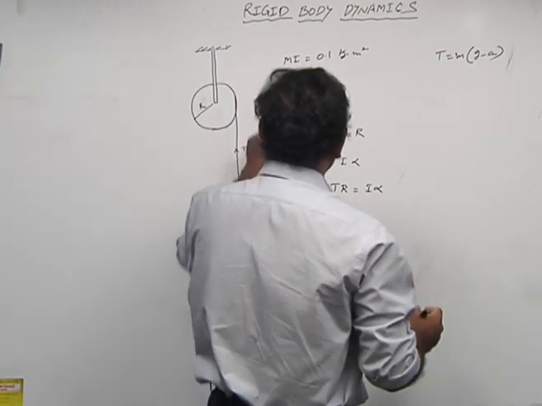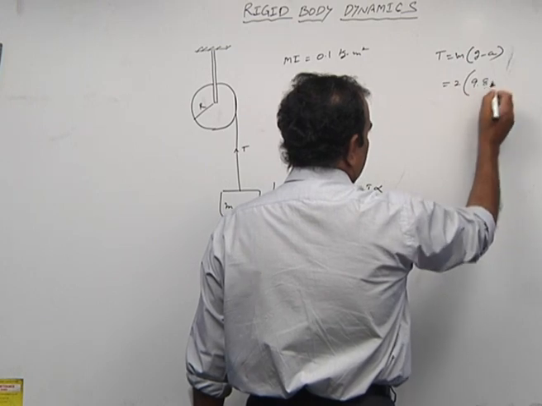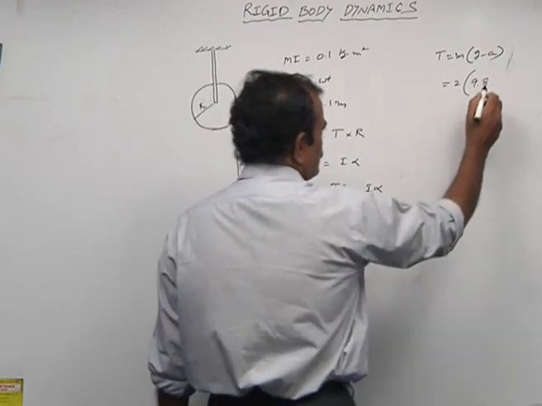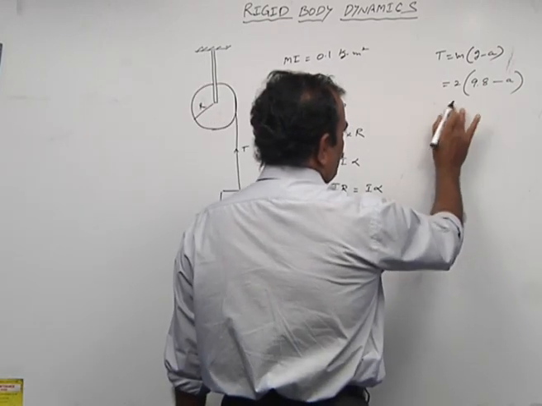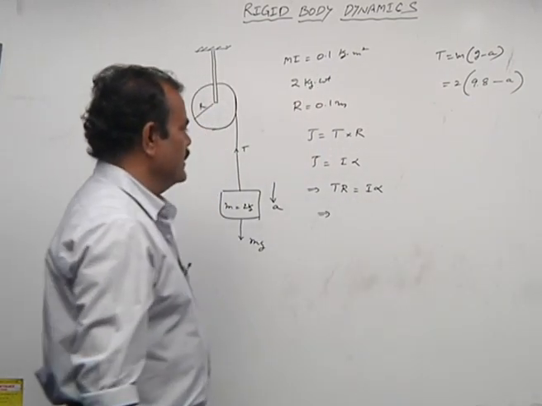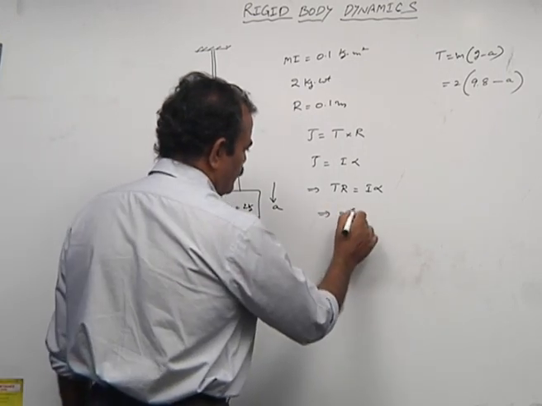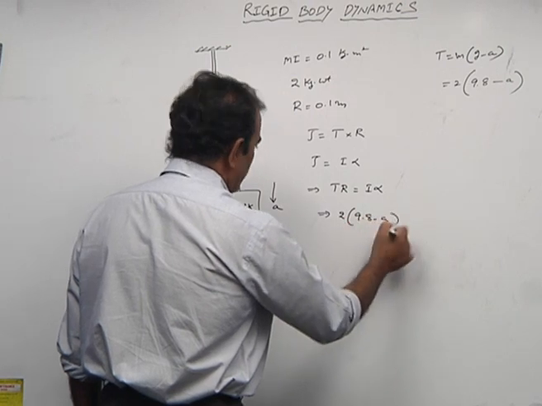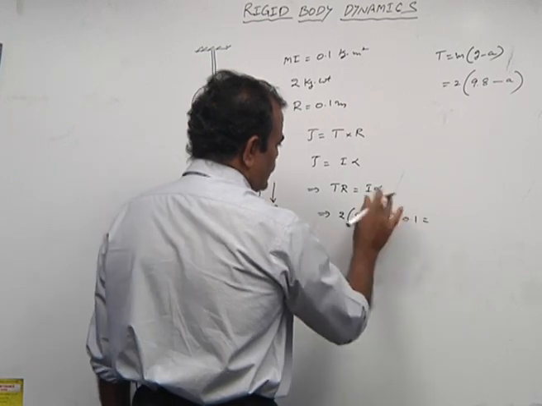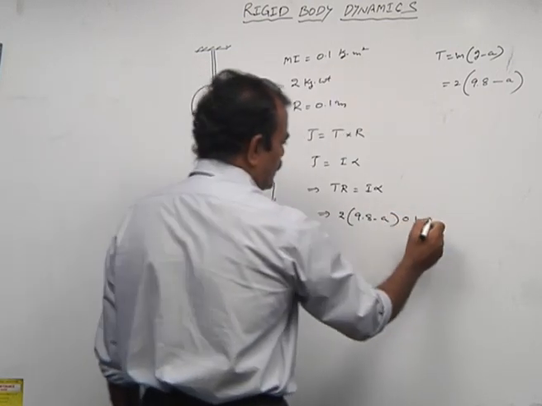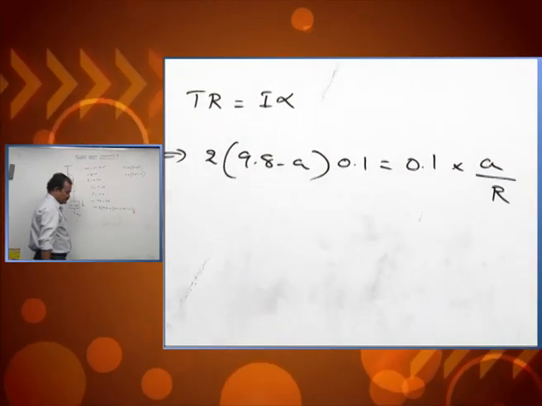Now M is already given as 2 kg, and G can be taken as 9.8, minus A that you have to find. So T is 2 of 9.8 minus A. Now TR is equal to 2 of 9.8 minus A times R, and R is already given as 0.1, and I is also given as 0.1. For alpha you have to apply the formula A by R.